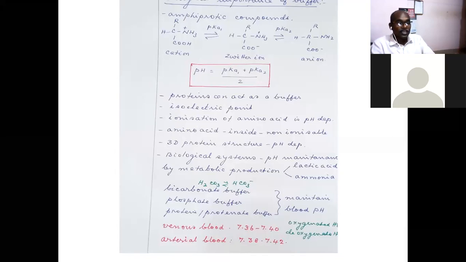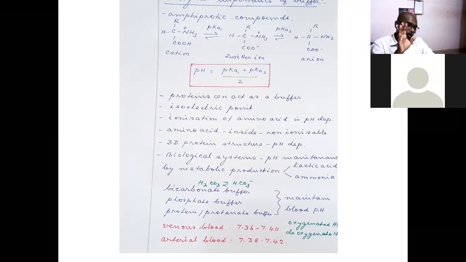If you measure the pH of the blood in the veins, it is between 7.36 and 7.40. But if you take the blood from the artery and measure the pH, it is in the range 7.38 to 7.42. It is because of the oxygenation and deoxygenation. But there should not be an abrupt change in the pH of the blood, which will be fatal in effect.